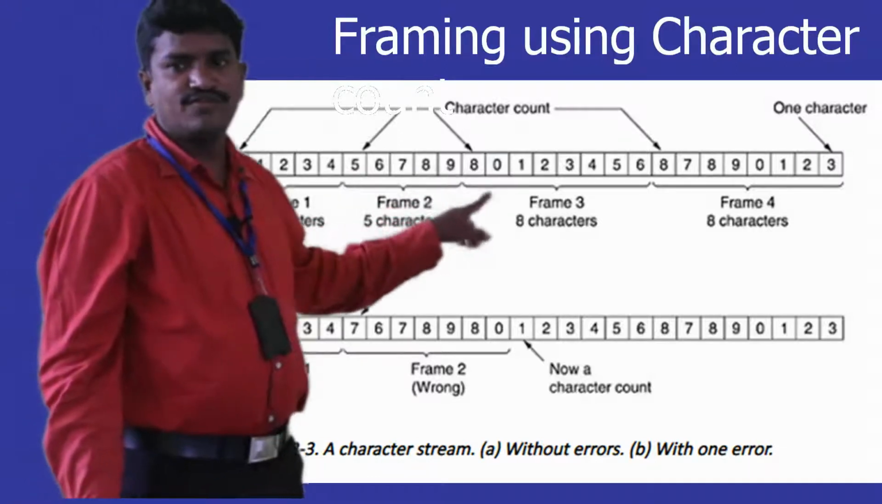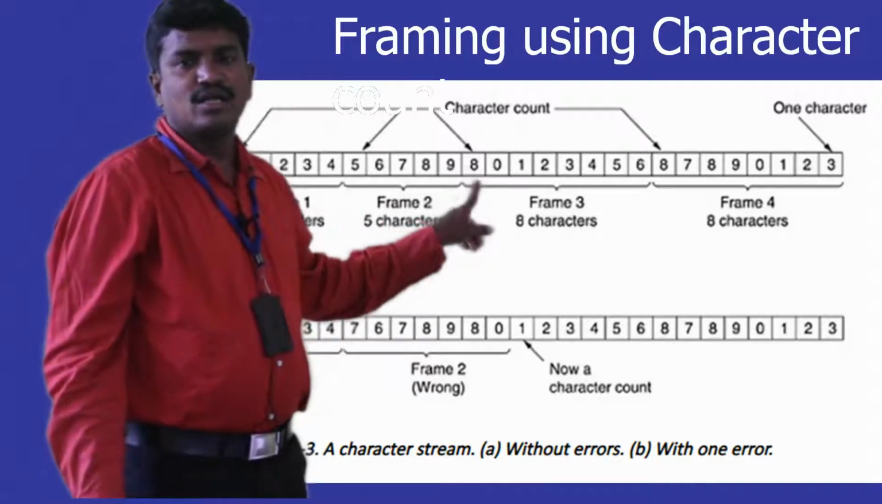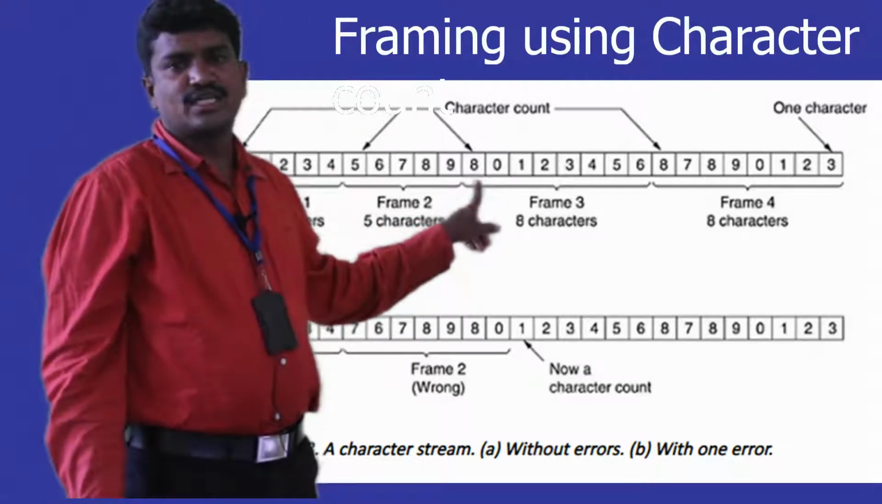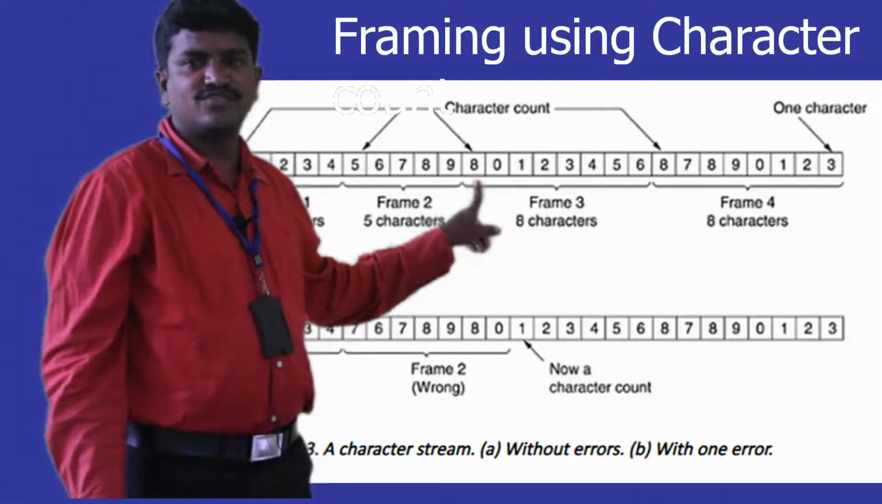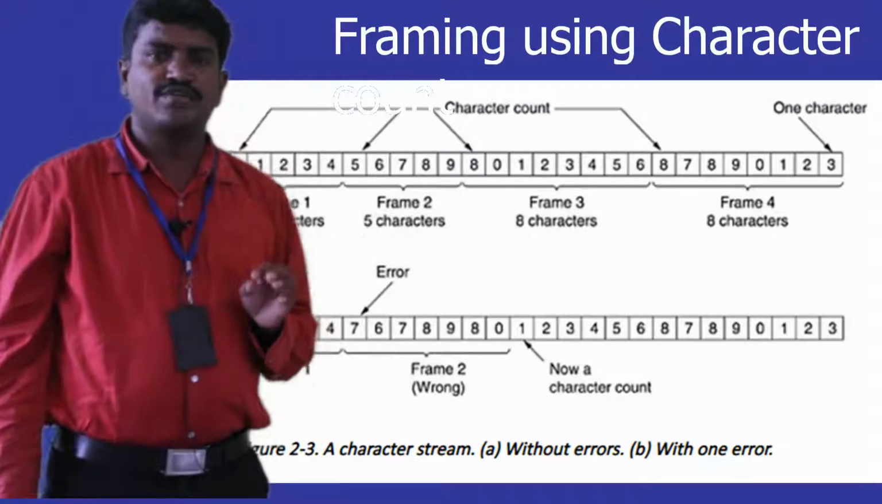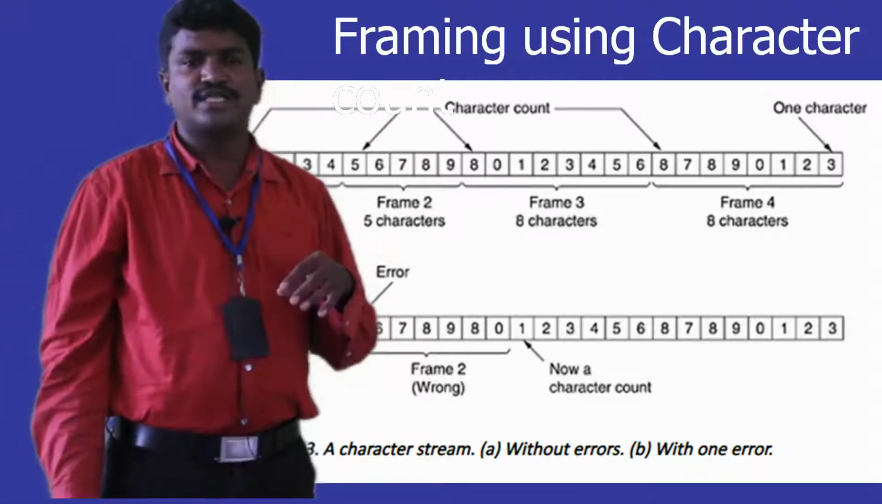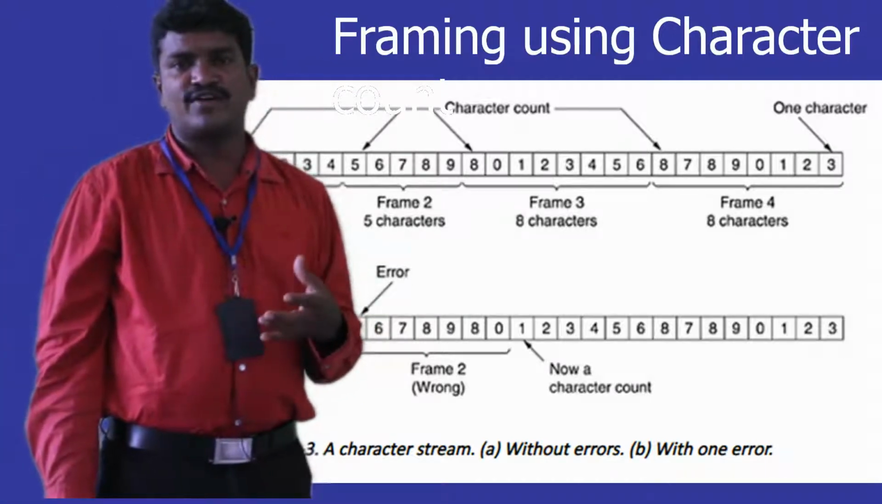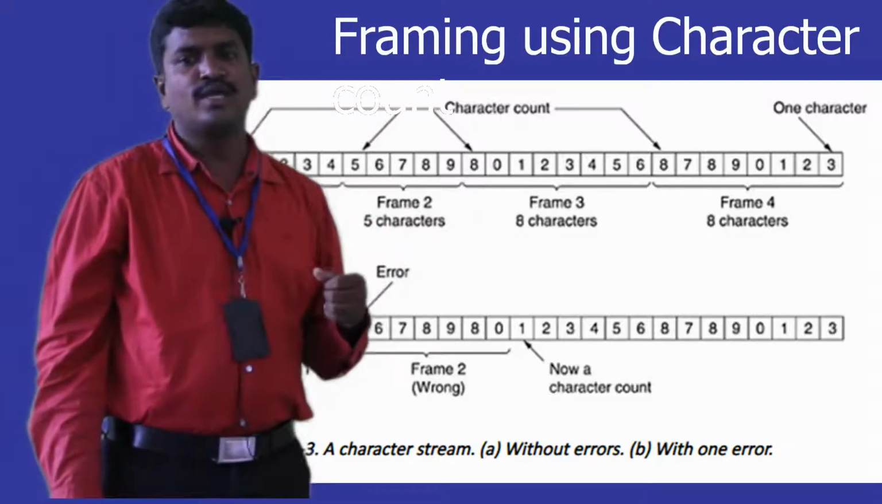And if you observe the third frame, the beginning is 8. The count is indicated, so 8 characters are counted and that is considered as frame 3. And similarly for frame 4. Likewise, the count is given at the beginning of the frame. Based on that count, the system is capable of understanding where that frame is going to end.